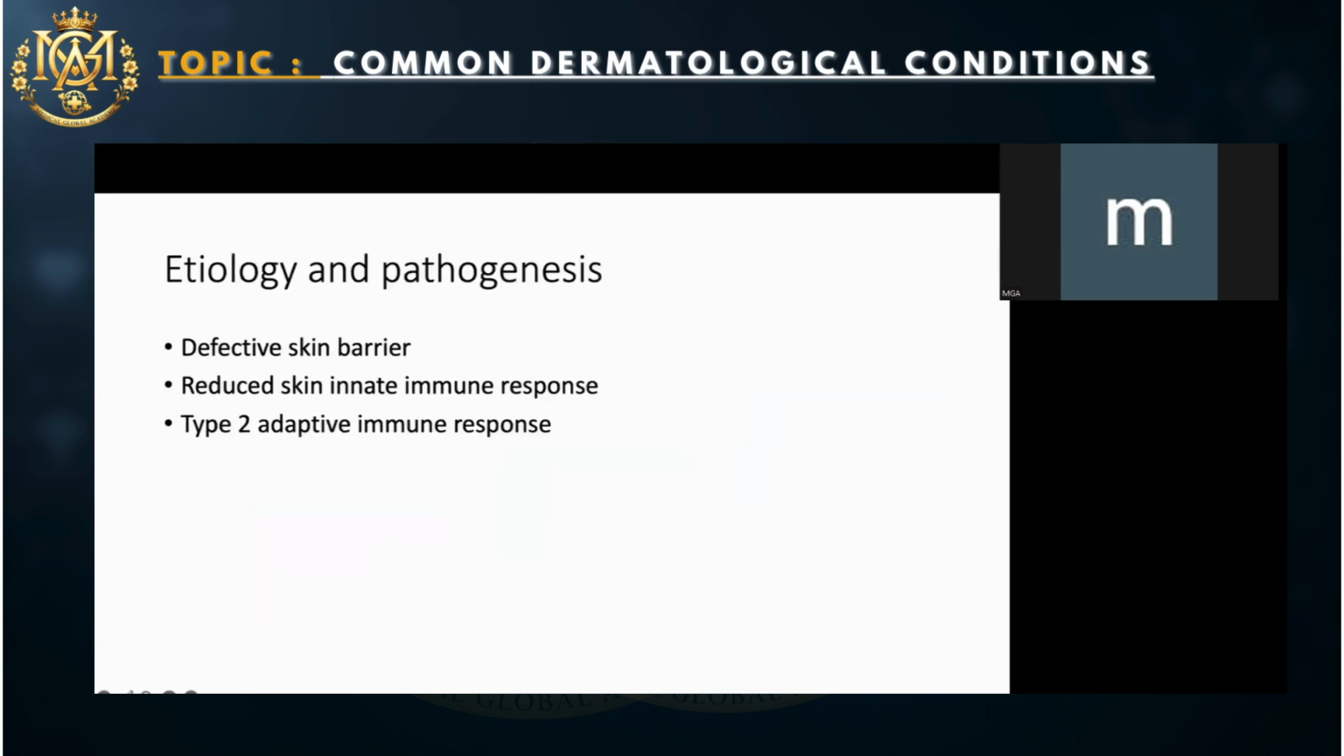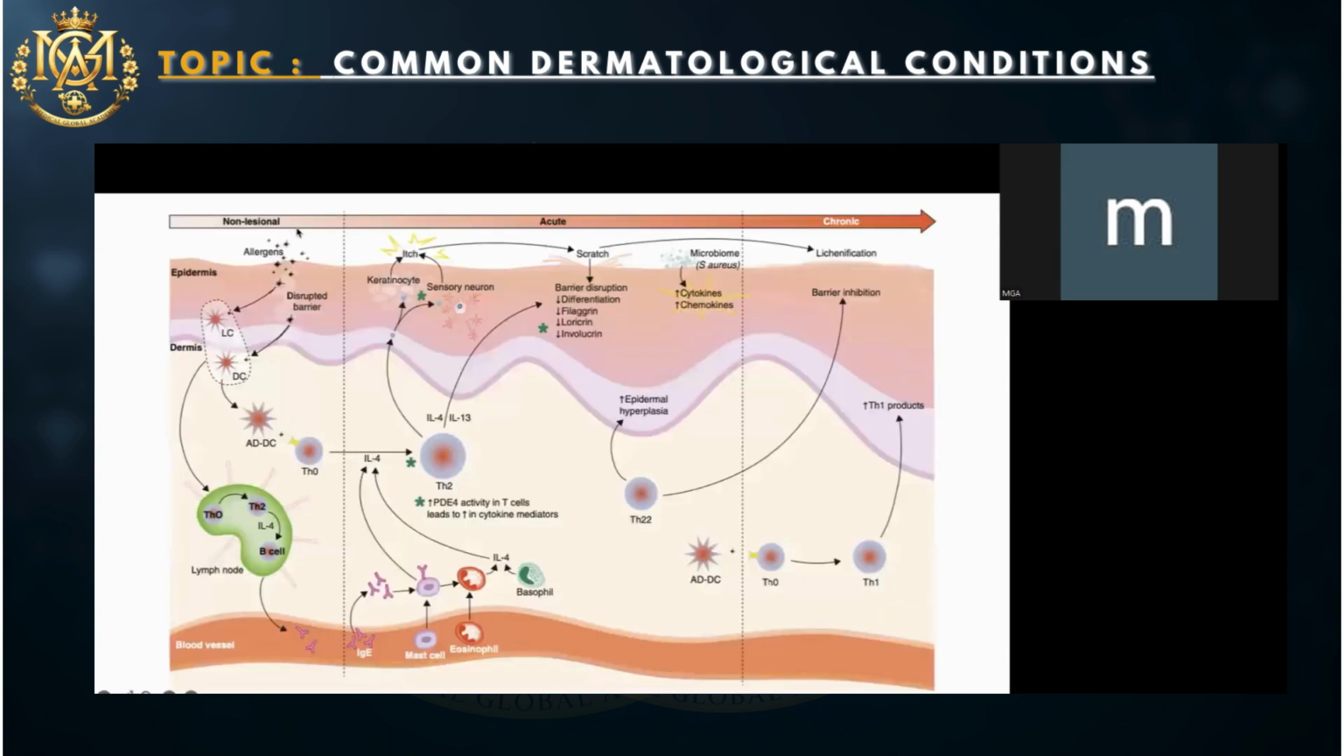So, etiology and pathogenesis. The main etiology of atopic dermatitis is related to the skin barrier. There is a role of defective skin barrier. The children have reduced skin innate immune response, and type 2 adaptive immune response is more in these children. So by understanding this photograph, we can understand the etiopathogenesis of atopic dermatitis. In these children who are more prone to develop atopic dermatitis, the skin barrier or epidermis is disrupted.